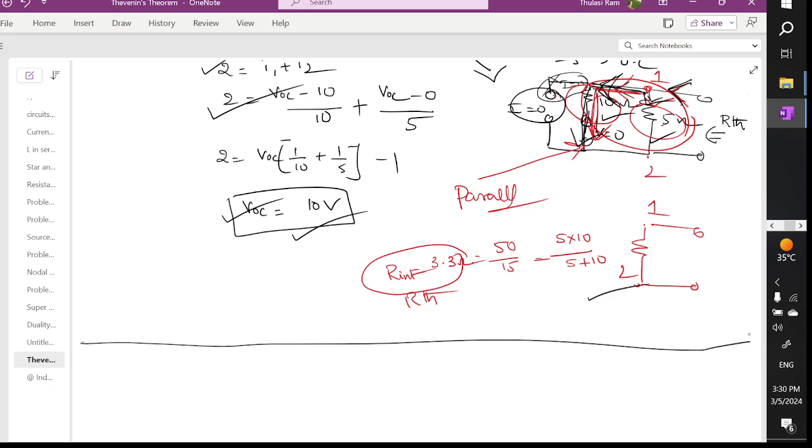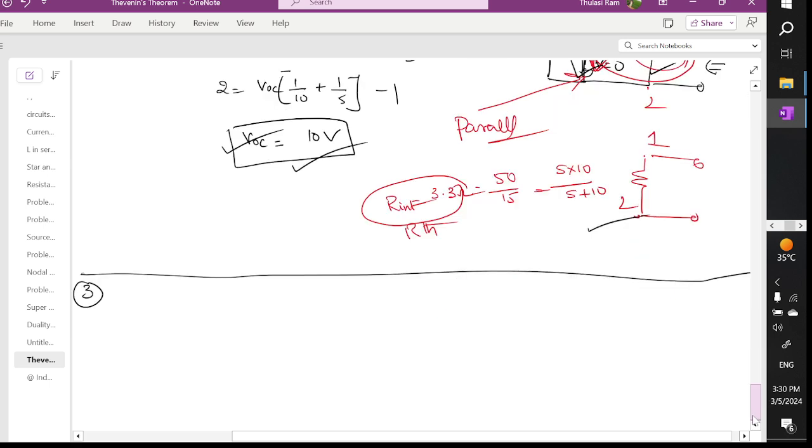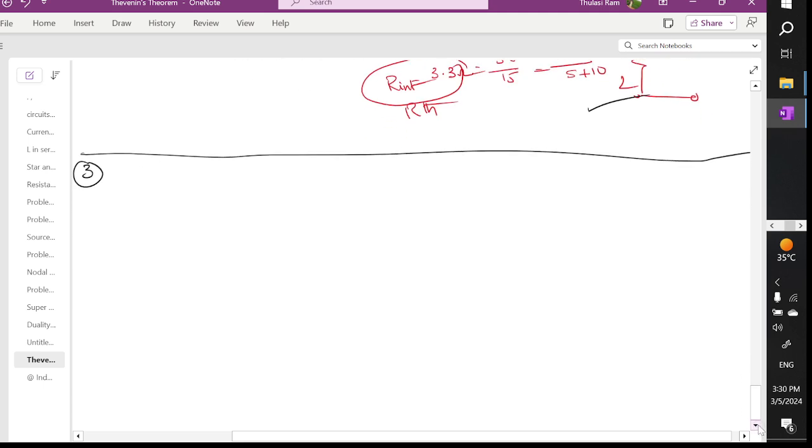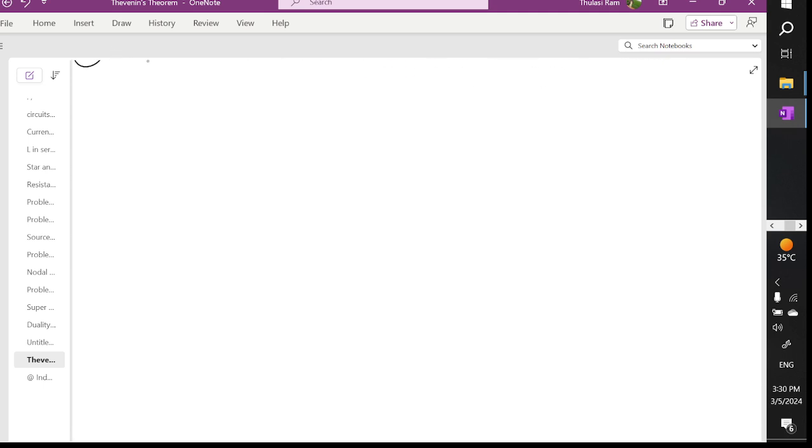Now let us try to solve one more problem on this network. For the circuit shown below, find the current across a load resistor, which is nothing but 5 ohm, using Thevenin's theorem. So we want to find the current across this branch.